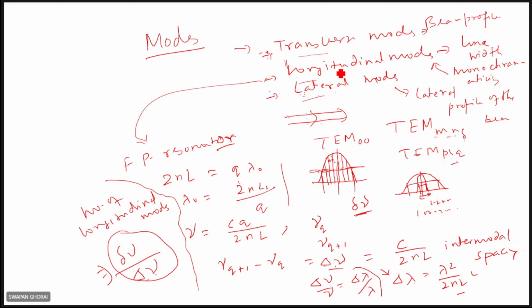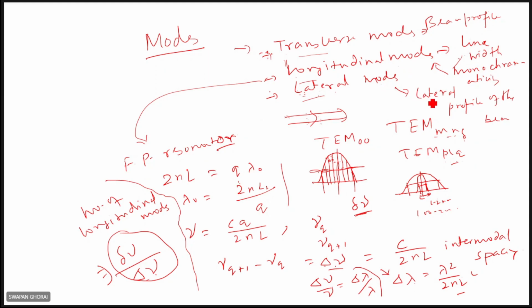Right. Transverse modes relate to the beam profile, beam width, etc. Laser beams, they decide these. Longitudinal modes, delta lambda. I told you delta lambda is the linewidth. So the narrowness, or the value of delta lambda, will be determined by these longitudinal modes, right? Line width, monochromaticity, etc. Line width means delta lambda or delta nu, right? So those are determined by the longitudinal modes.